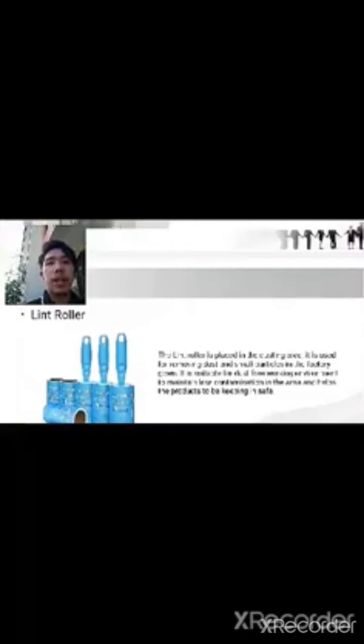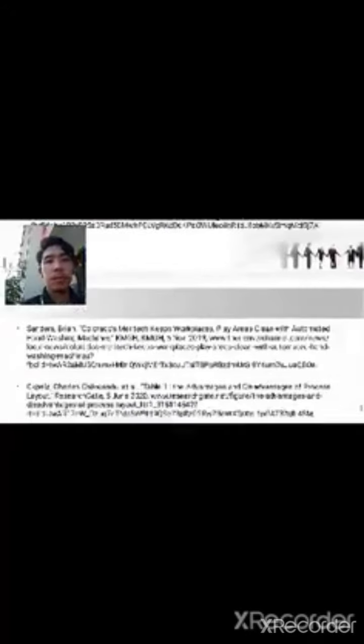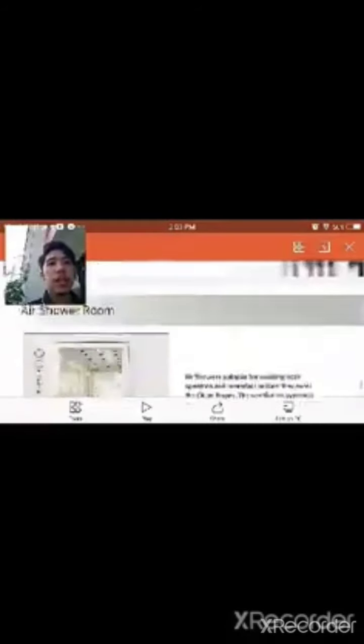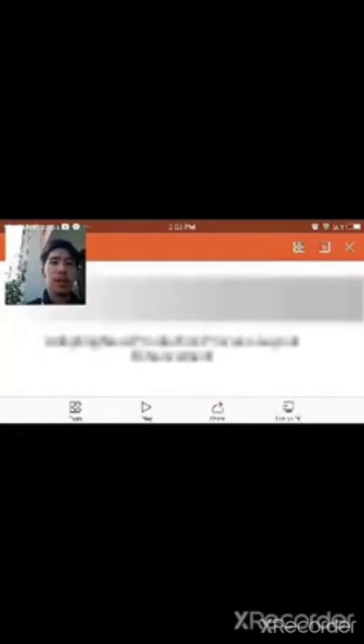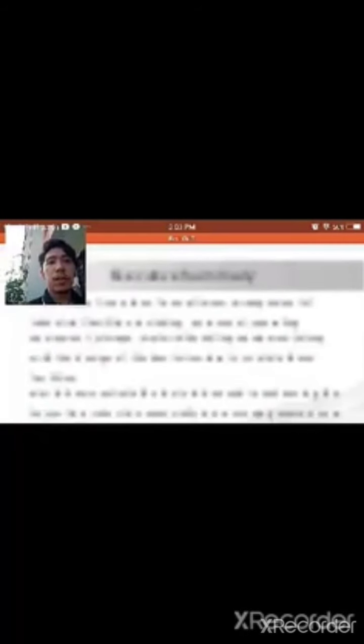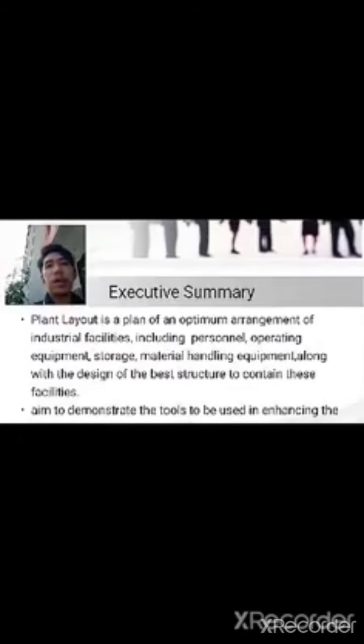So after all our studies, we have an executive summary that the plant layout is a plan of an optimum arrangement of industrial facilities including personnel, operating equipment, storage, material handling equipment, along with the design of the best structure to contain these facilities, aiming to demonstrate the tools to be used in enhancing the layout in production, especially in processing some errors and problems that need to be solved. So that's all of our case study project.